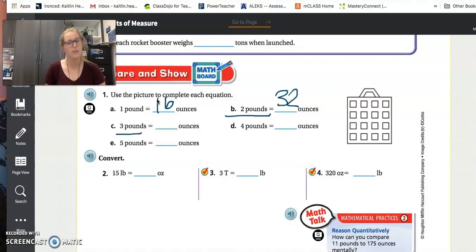Now I have 3 pounds. I'm going to go 3 times 16 because there's 16 ounces in each of those 3 pounds. Tell me my answer. 3 times 16 is 48. And now I want you to go ahead and do 4 times 16 on your own. I'll wait for a little bit. 4 times 16. How many ounces does 4 pounds equal? You're going to go 4 times 16.